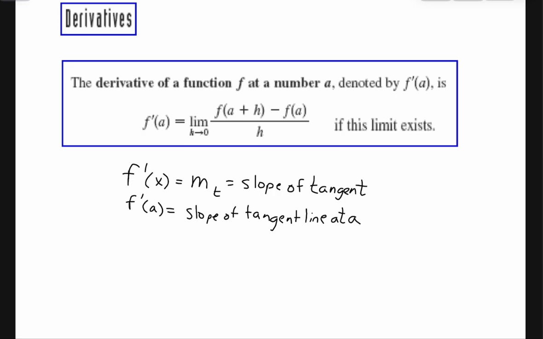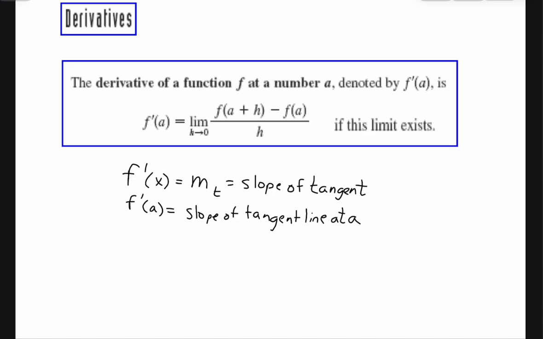You have to know that this little prime notation, f prime, is the derivative of f. You just need to know that notation. That is not a power. That is not anything funky. It's just a little prime notation. That's just the notation that means find the first derivative, find the slope of the tangent.